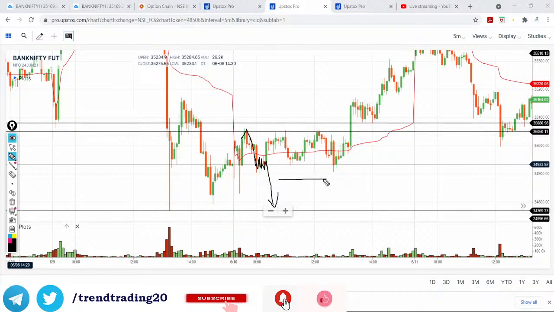This is called the follow up, or follow through move. Follow through move is the powerful move, sir. I don't know how many traders have understood this. Follow through move is one of the most powerful moves in the market.